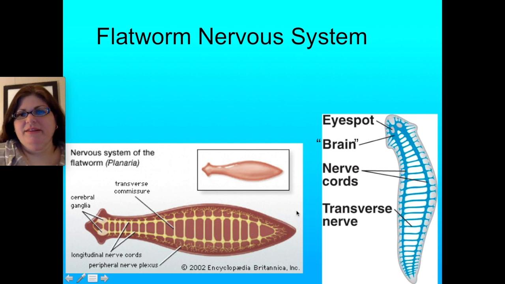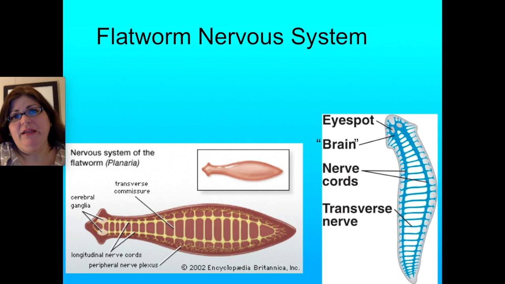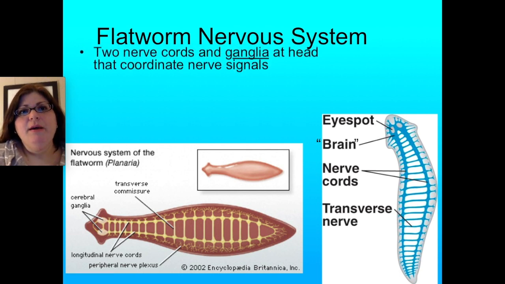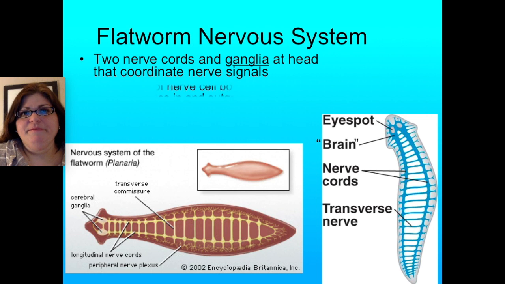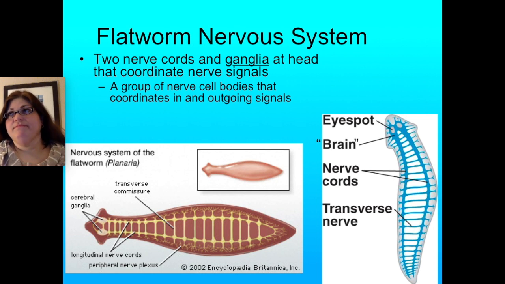And then both sides' tubes end at ganglia. So ganglia are like a simple brain. It's not as fancy as a brain, even though it says brain here, it's in quotation marks, because there's not as much control as a brain. But they are basically brain-like, a group of nerve cells that function in coordinating signals and dealing with sensory input as it comes in.